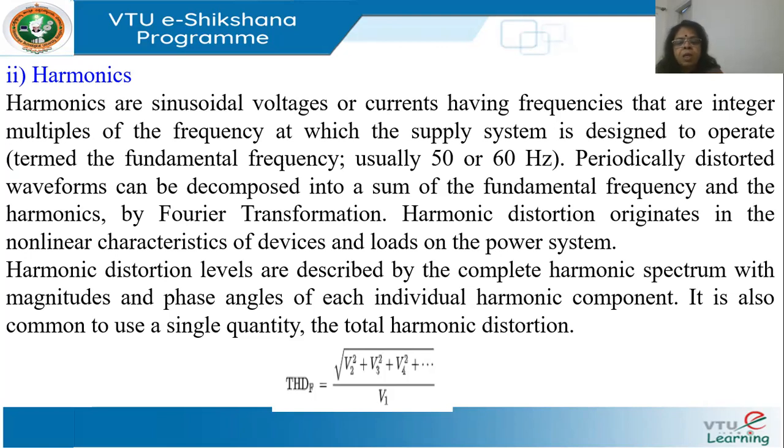Clear? So now you see here how the THD is mathematically arrived at. It is the root of V2 square. What is V2 square? V2 is the RMS value of the second harmonic, square, plus third harmonic square, plus fourth harmonic square, all under root. So this numerator is nothing but the RMS value of all the harmonics of interest.